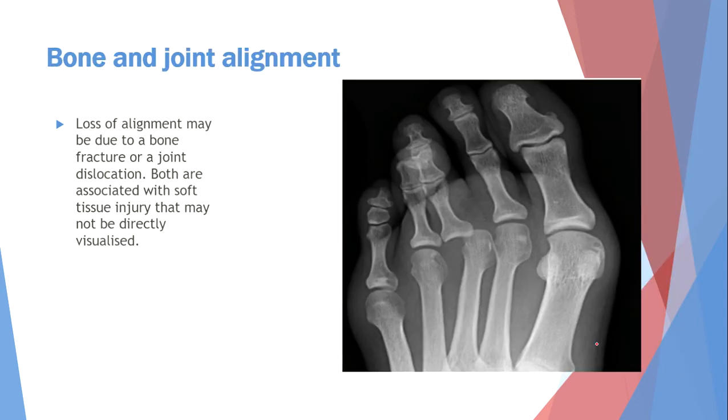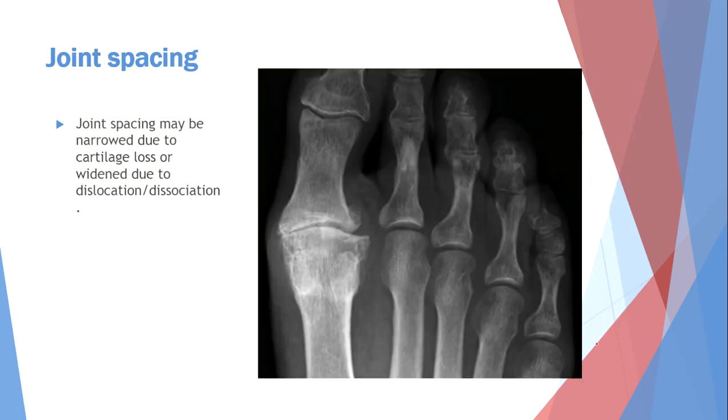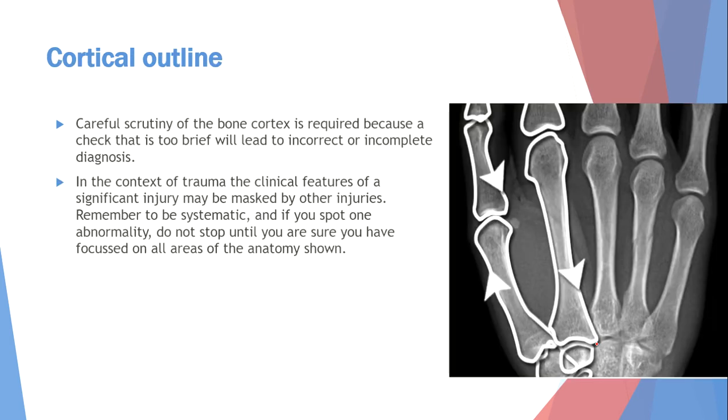Bone and joint alignment. Loss of alignment may be due to a bone fracture or a joint dislocation. Both are associated with soft tissue injuries that may not be directly visualized. Joint spacing. Joint spacing may be narrowed due to cartilage loss or widened due to dislocation, dissociation. And most important, cortical outline.